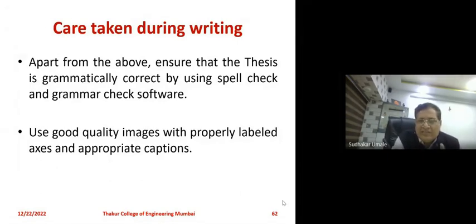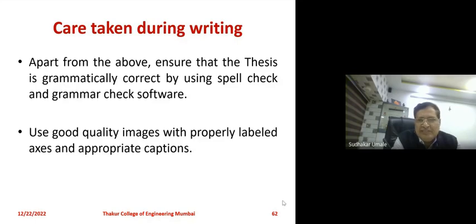Now this is a timeline for that. I want to explain some very important point. If you are not taking proper care during writing, apart from the above, ensure that the thesis is grammatically correct by using spell check. So we have to use Grammarly or another spell check software, very important. So grammar check software is very important.